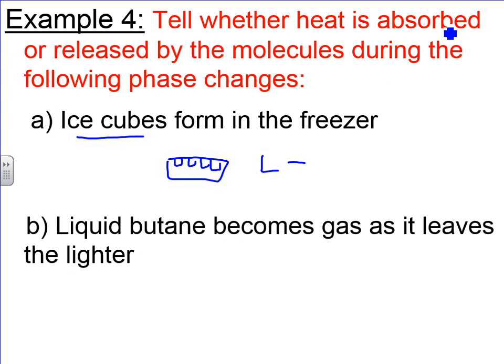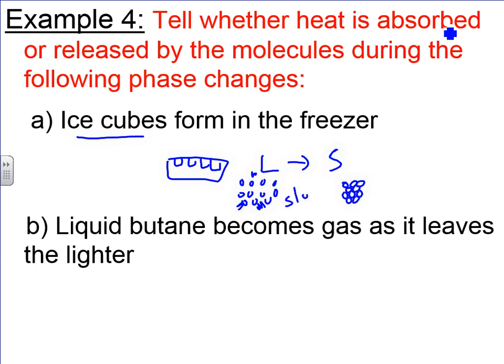Now ask yourself, are the molecules speeding up or slowing down? In this case, liquid molecules are actually moving past each other. They have some motion, right? They can actually move past each other. Solid particles, however, are stuck to one another, and they have only vibrational motion. They can't slide past each other. So they have slowed down. This process is slow down.